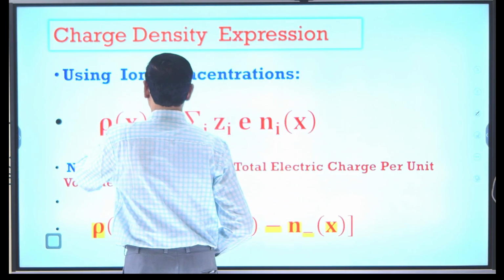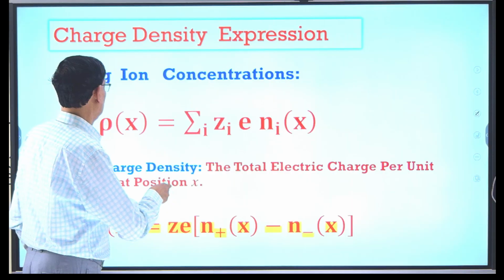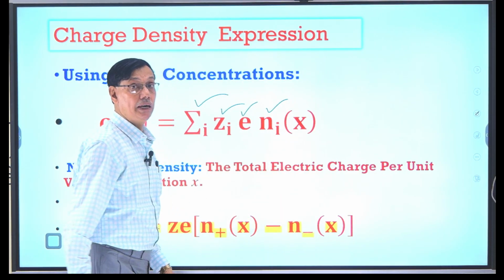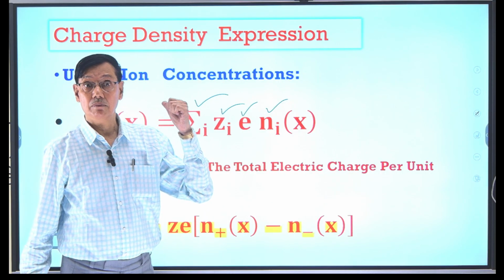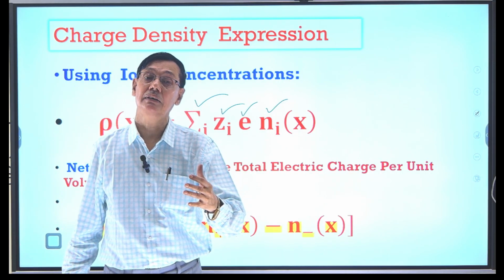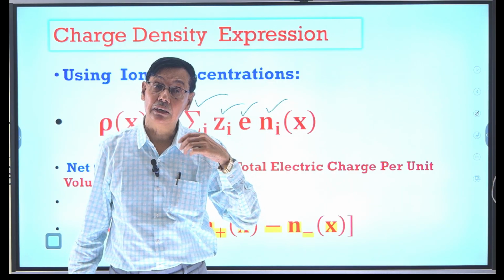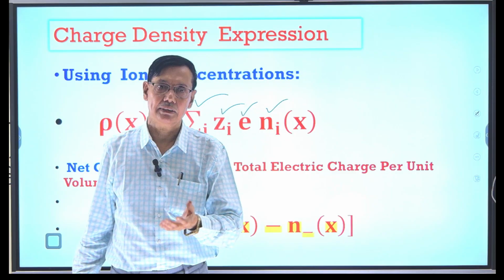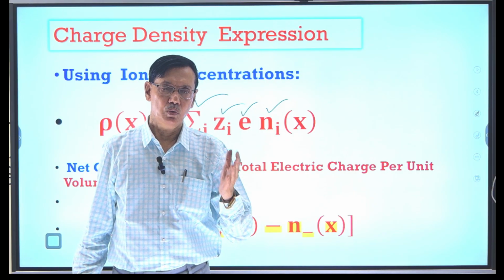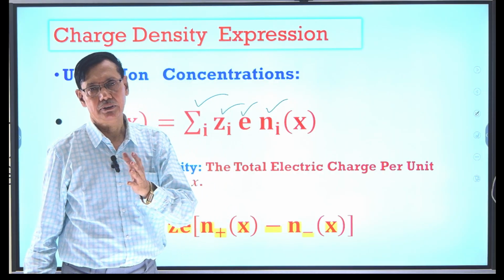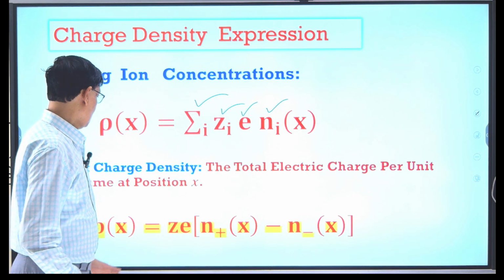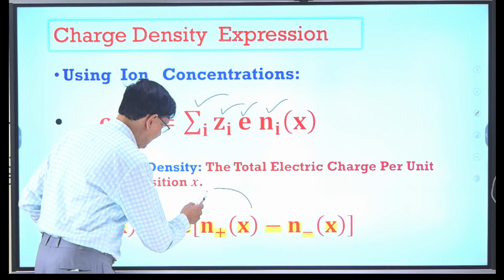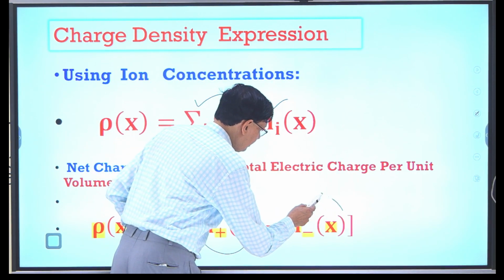So the relative charge density is equal to summation Zi e ni. Again bear in mind that for this simplicity and clarity, I am using a symmetrical system where I consider that Z plus is equal to Z minus, like sodium chloride. So one univalent electrolyte. So it is a very simple case. So that means whatever this is, N plus and N minus.